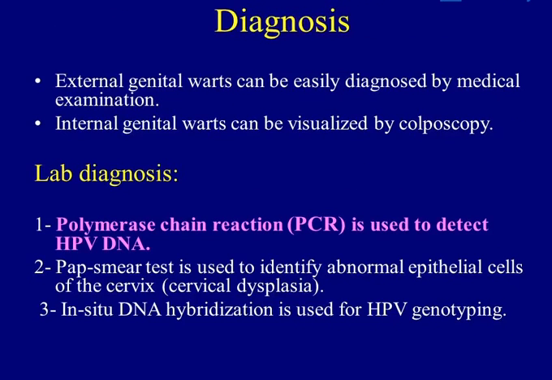Lab diagnosis. External genital warts can be easily diagnosed by medical examination. Internal genital warts can be visualized by colposcopy. Lab diagnosis: 1. Polymerase chain reaction (PCR) is used to detect HPV DNA. 2. Pap smear test is used to identify abnormal epithelial cells of the cervix, cervical dysplasia. 3. In situ DNA hybridization is used for HPV genotyping.